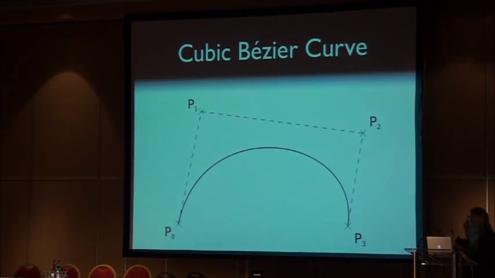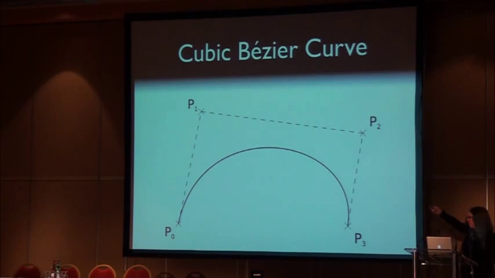It's basically, for PostScript, you do the things like this. If it's a quadratic curve, there's another point in the middle.